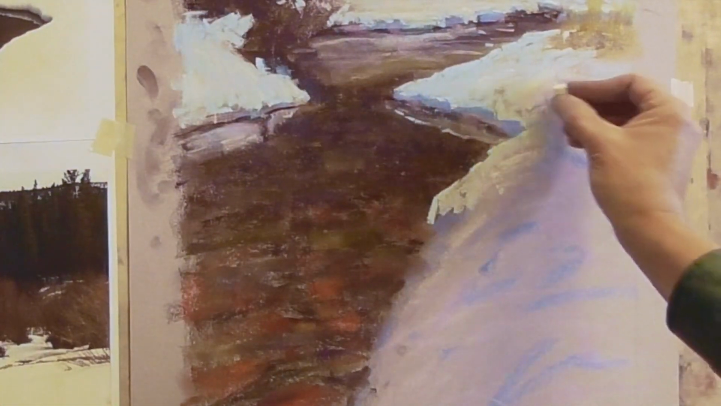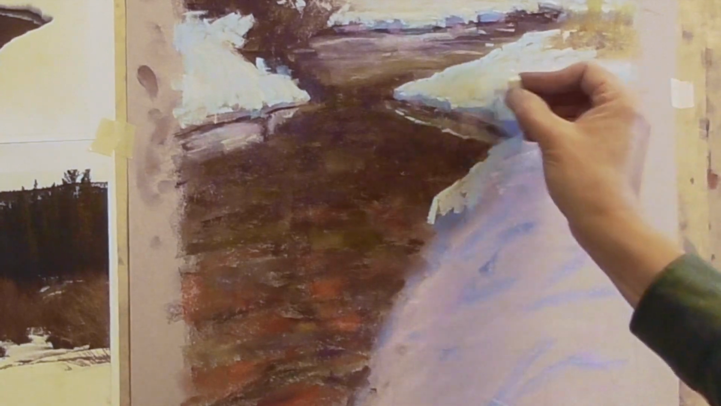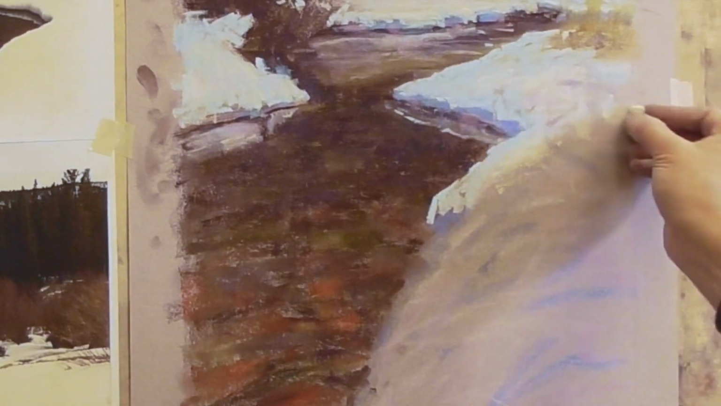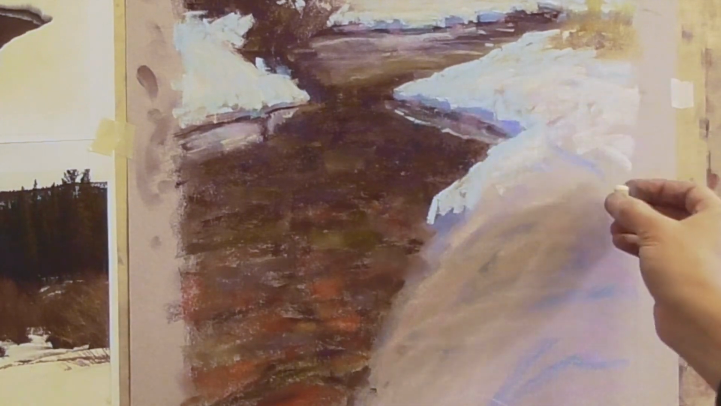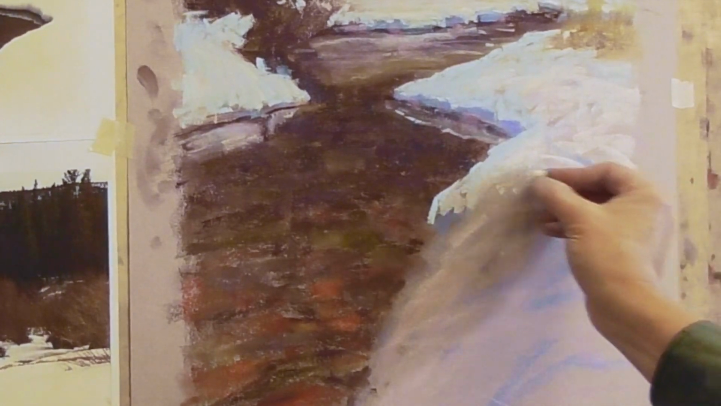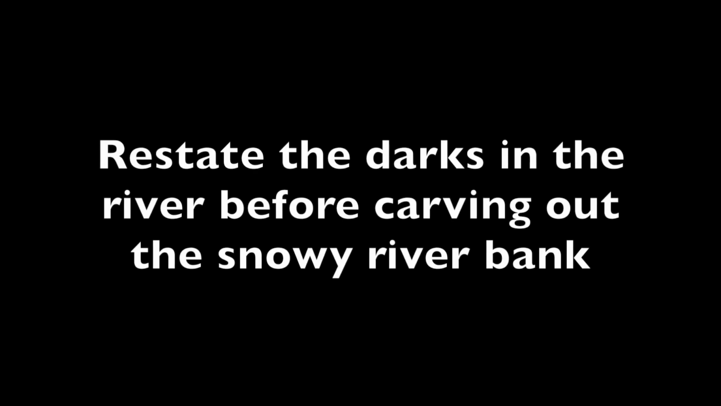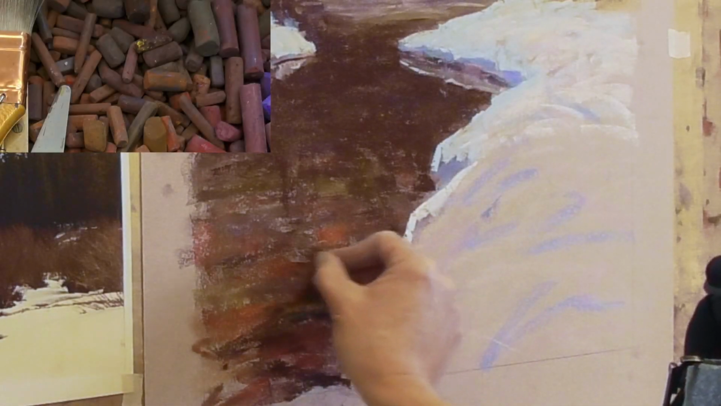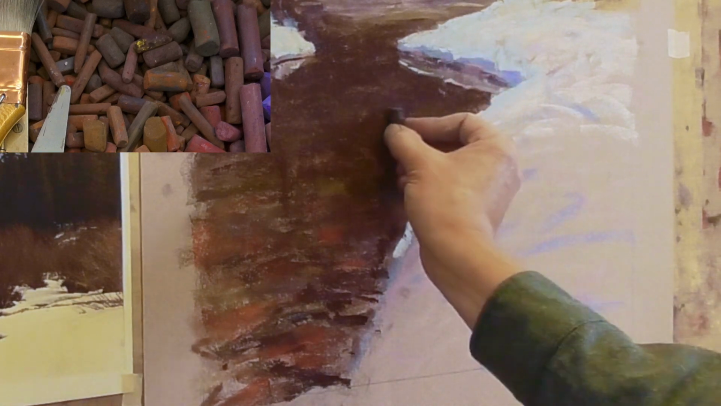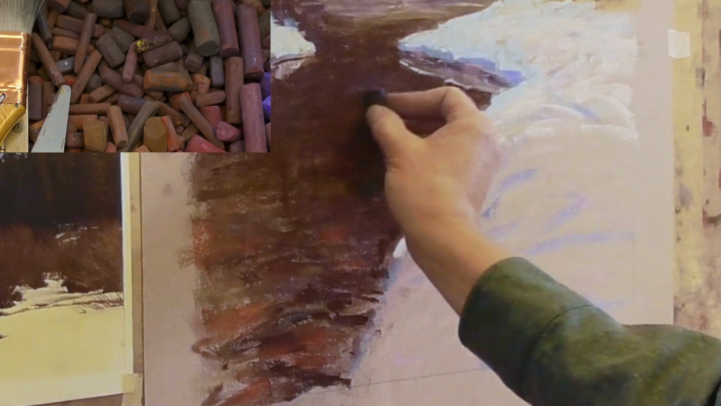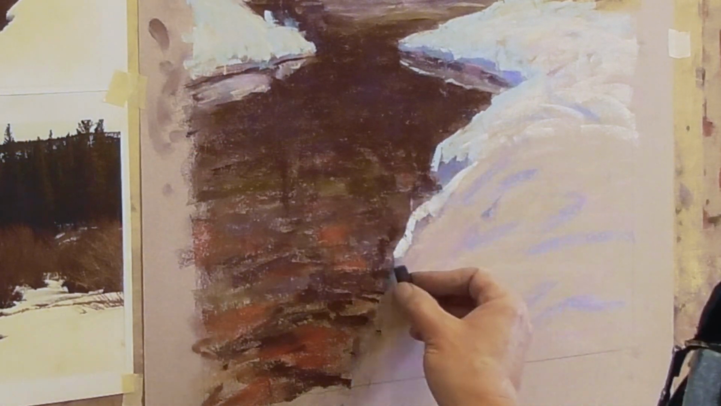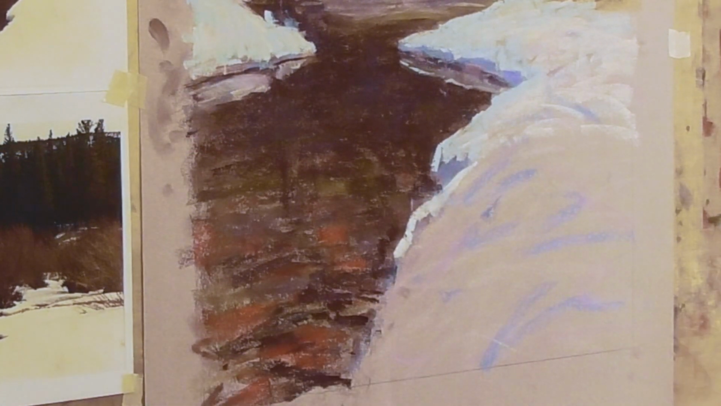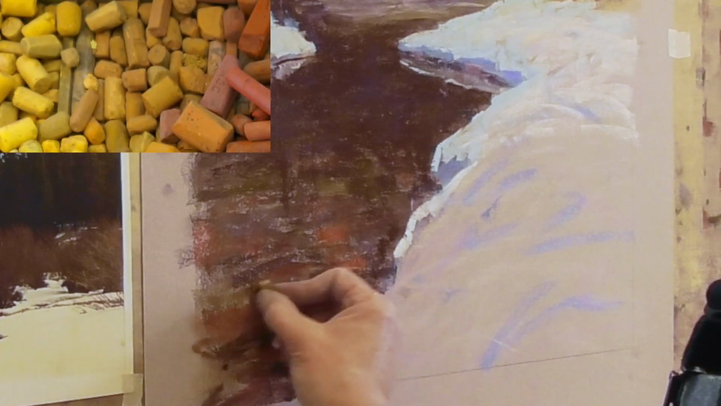So with the mark making, I'm trying to suggest what I think would be the various little planes of snow and try to create textures. So I'm just restating this dark shape again. I'm going to go back in and add some of these other color notes that I think initially we had incorporated in there.